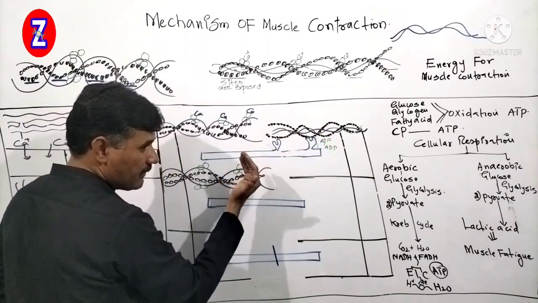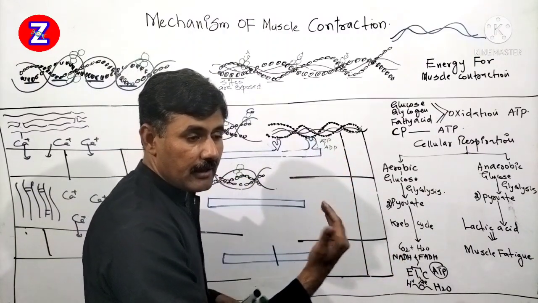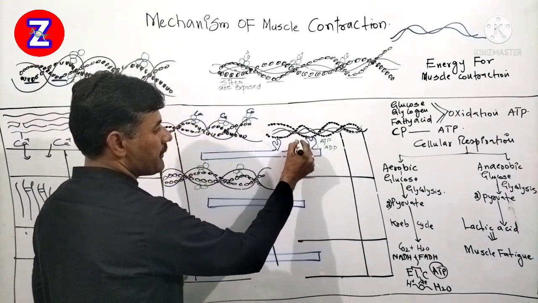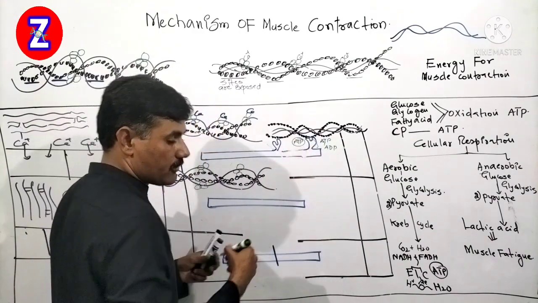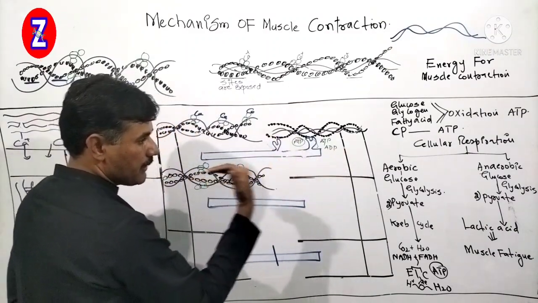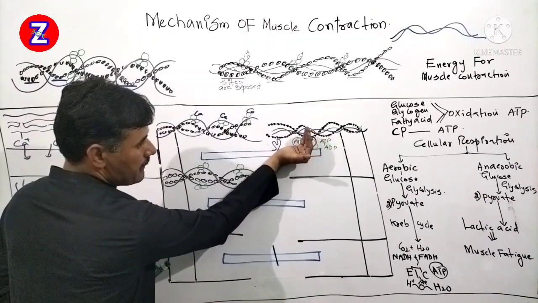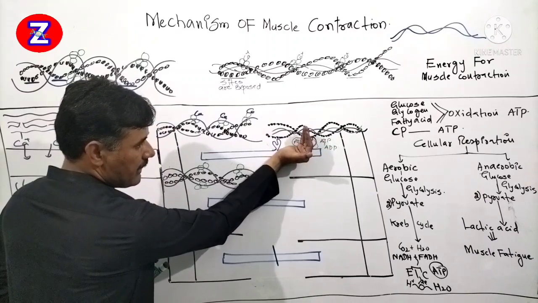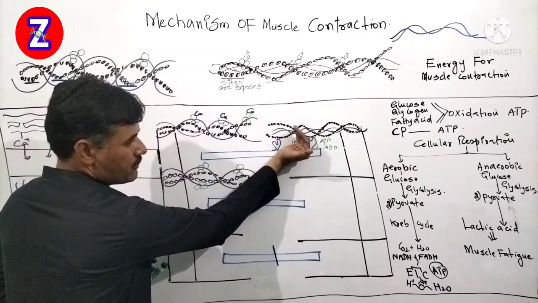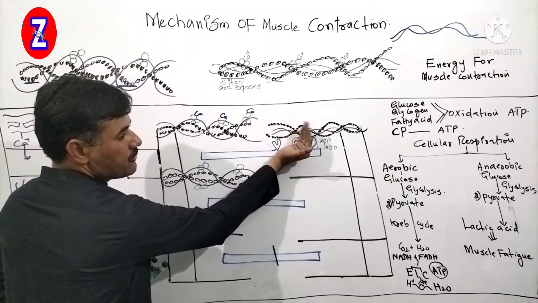And once it's dragged, it again needs to detach and to rebind with the actin sites again. And in order to detach, it consumes another molecule of ATP, and it detaches back. And the cycle keeps continuing. It becomes flat again, and it again needs ATP to uplift and get attached to the active site and to contract and to move actin filaments towards the H zone, towards the center. And once it's dragged, it again needs ATP to detach.